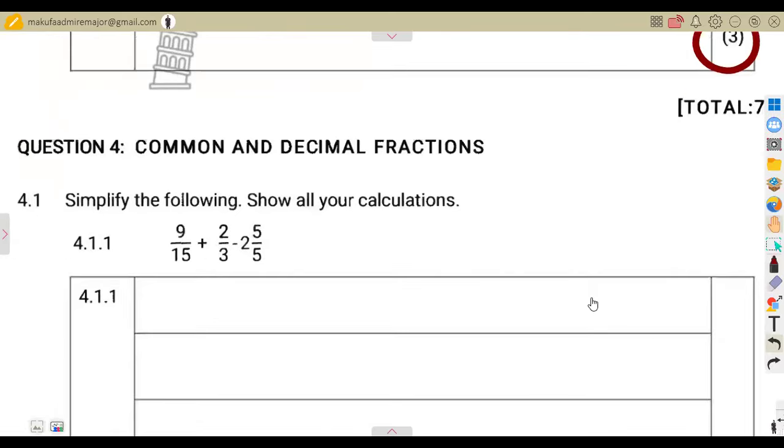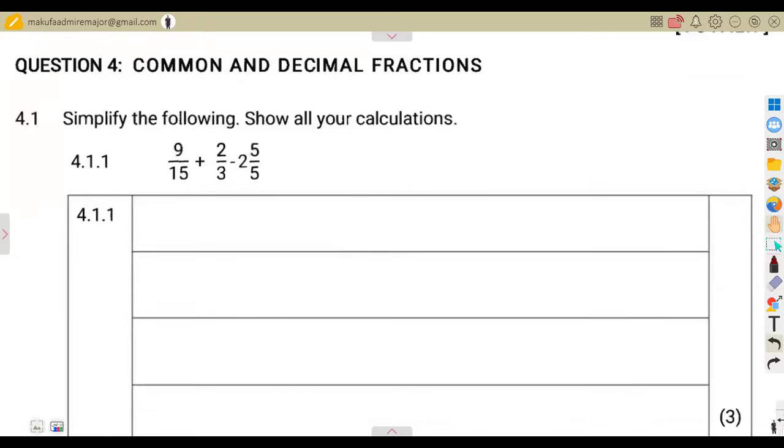Question 4, which is on common and decimal fractions. Common fractions and decimal fractions. Okay, let's see the first one. Simplify the following. Show all calculations. Okay, so this is addition and subtraction of common fractions. So this is 9 over 15 plus 2 over 3.